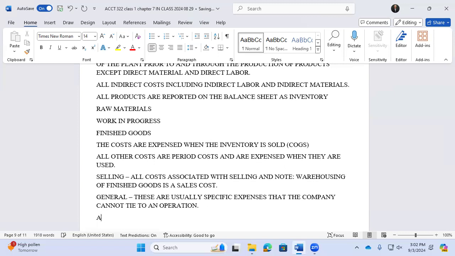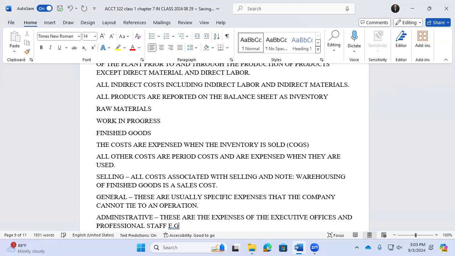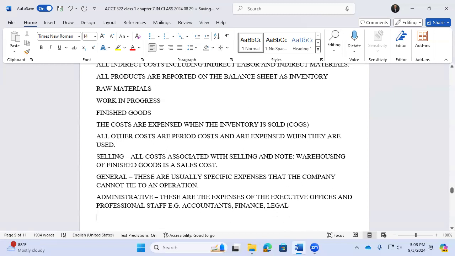The third category, administrative expenses. And so these are the expenses of the executive office and the professional staff. Accountants, finance, legal. Sometimes if legal's enough, they'll break it out into its own separate category.